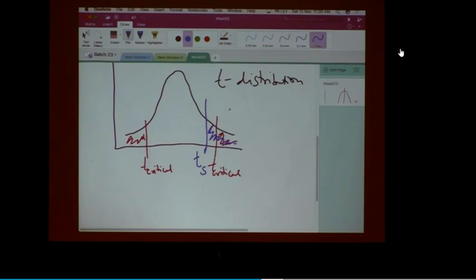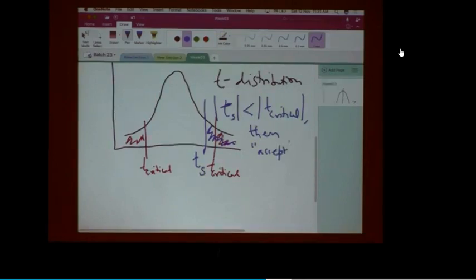Now, T, again, and actually all the software give this only in the modulus. If T, in this case, is less than T critical, what is the decision? Then accept. Yeah, fail to reject. Good point. Who said that?